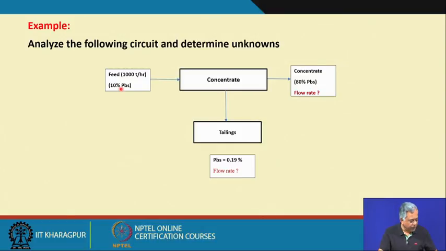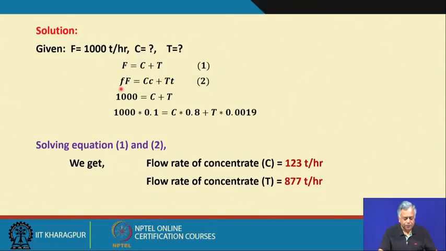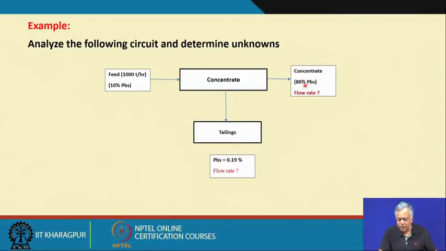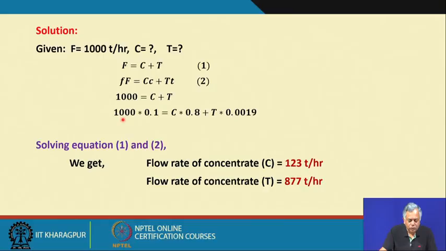Here I have the value for capital F as 1000 and the small f value is 10%. So I can convert it into a fraction, because f has to be in fraction, so that is 0.1. Capital C I do not know, small c is given as 80%, that means 0.8 fraction, and small t is 0.19%, that means 0.0019. So, 1000 into 0.1 equals C multiplied by 0.8 plus T into 0.0019. This is another equation I have got.